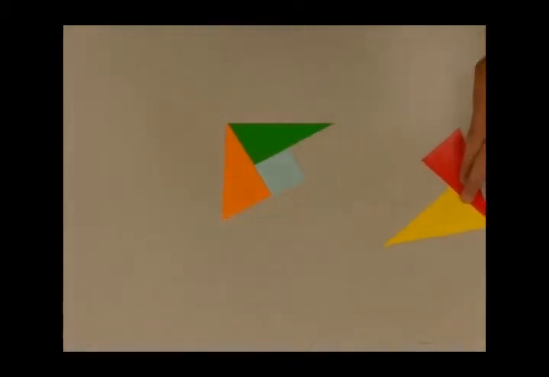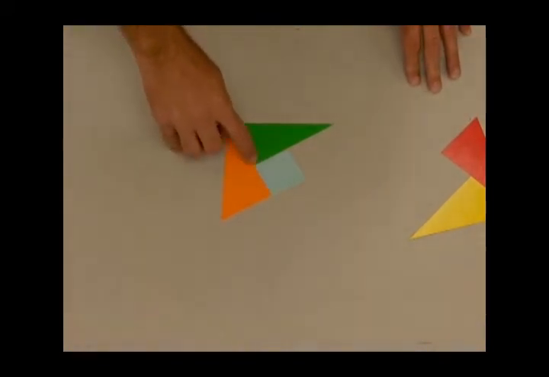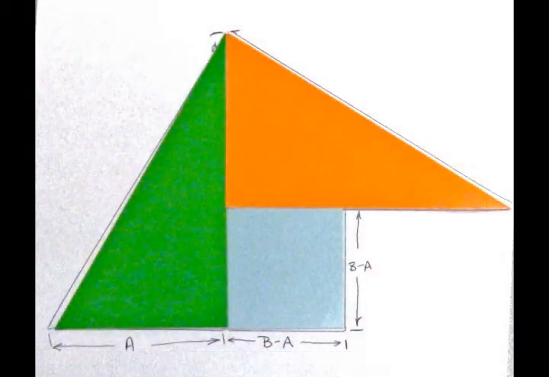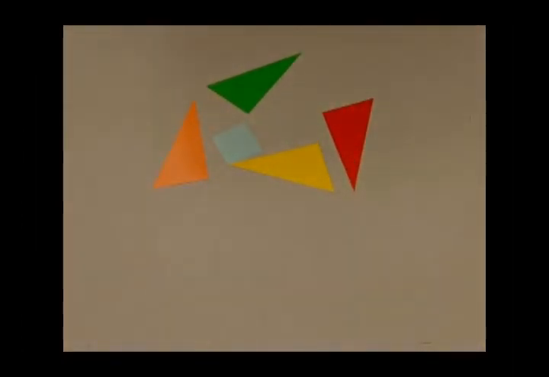Well, what are the dimensions of this square in the middle? If we look at this, this is length B, right? And the length is B minus this length, which is A. So the length of our little square in the middle on each side is B minus A. Now, how do I take these pieces and arrange them to represent B squared plus A squared?